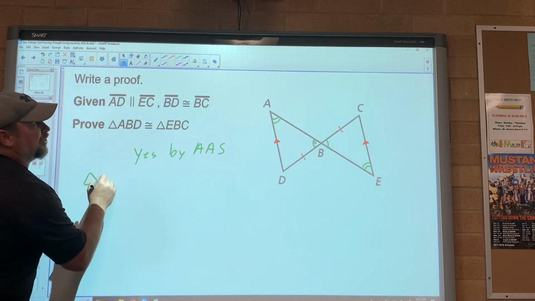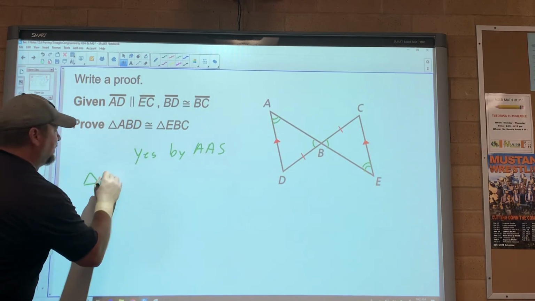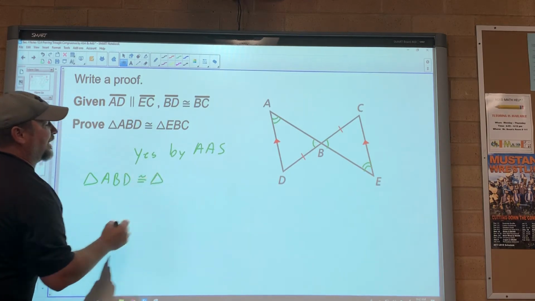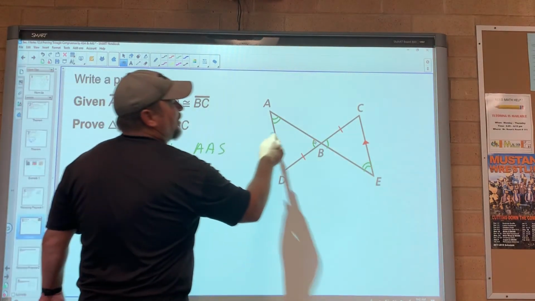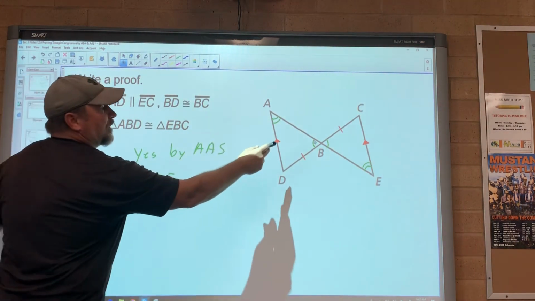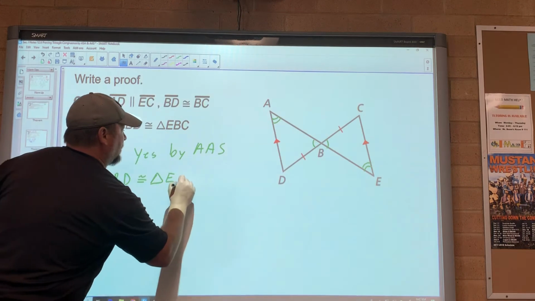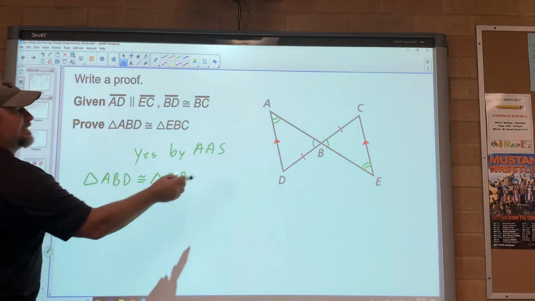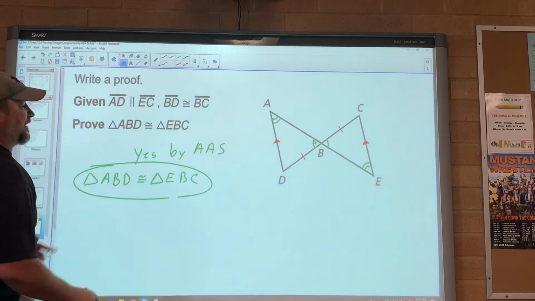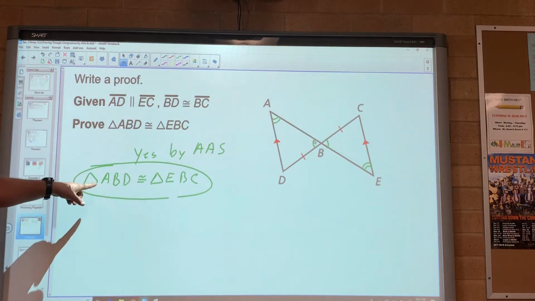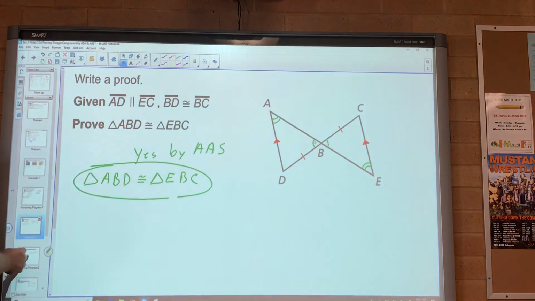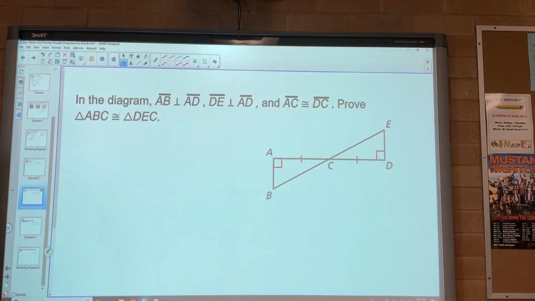Triangle. We'll just go ABD is congruent to triangle. Now watch the letters. A has 2 marks, E has 2 marks. B has 1 mark, B has 1 mark. D has nothing, C has nothing. That is the most important thing that you do. It never matters how you pick your first 3 letters, only matters how you pick your next 3 letters. Okay, we are almost there.